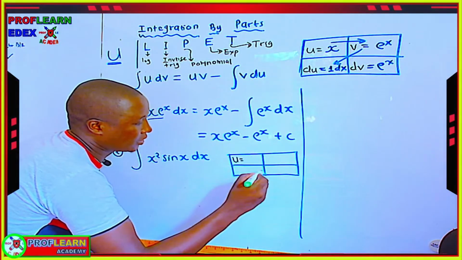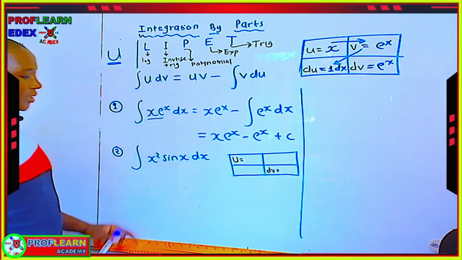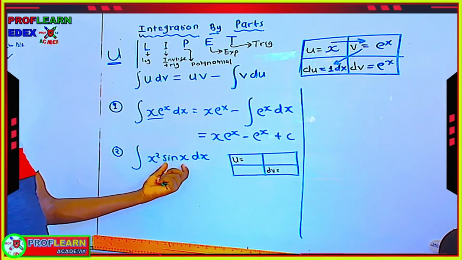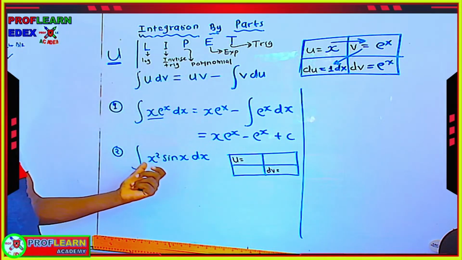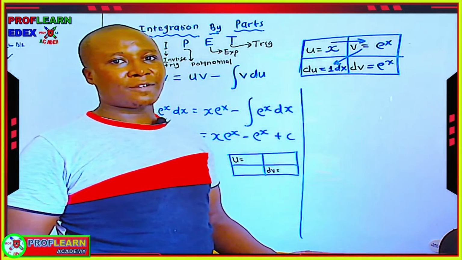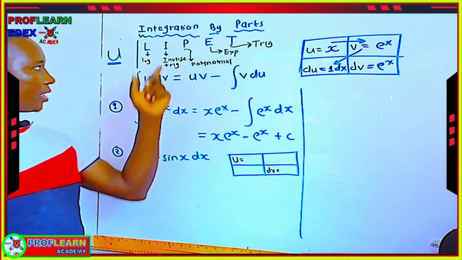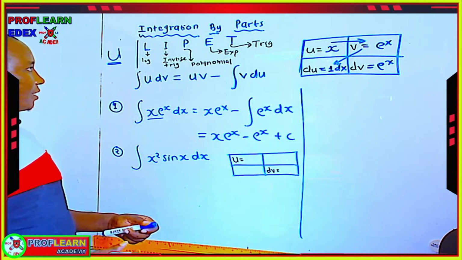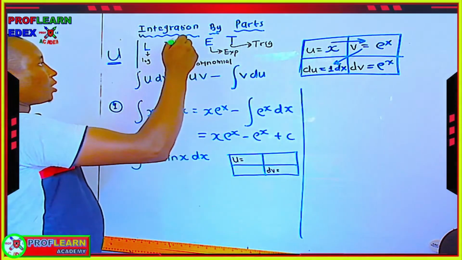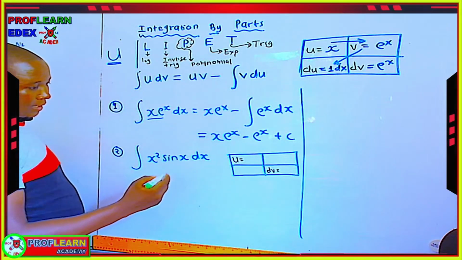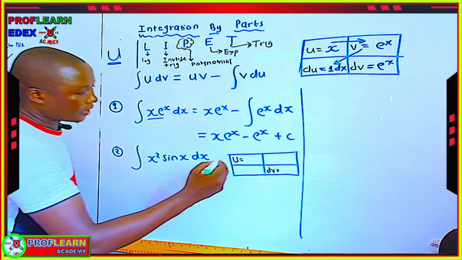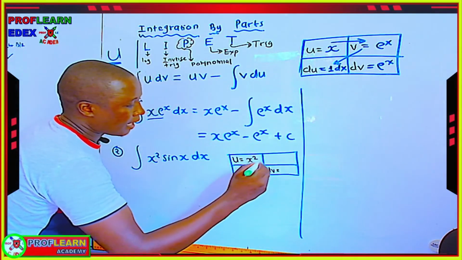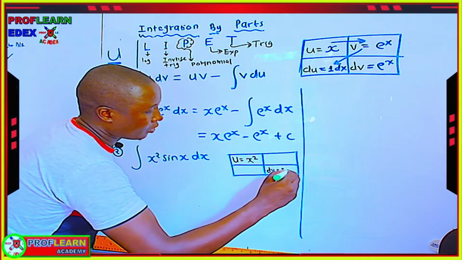So our u will be what? Our dv will be what? We said we are going to use LIPET. We have a polynomial here, we have a trigonometric function here. So between this polynomial and trigonometric function, which one comes first in the term LIPET? Yes, we can say the polynomial comes earlier than the trig function. So we can say our u is going to be x raised to power 2, and then our dv will be sine of what?